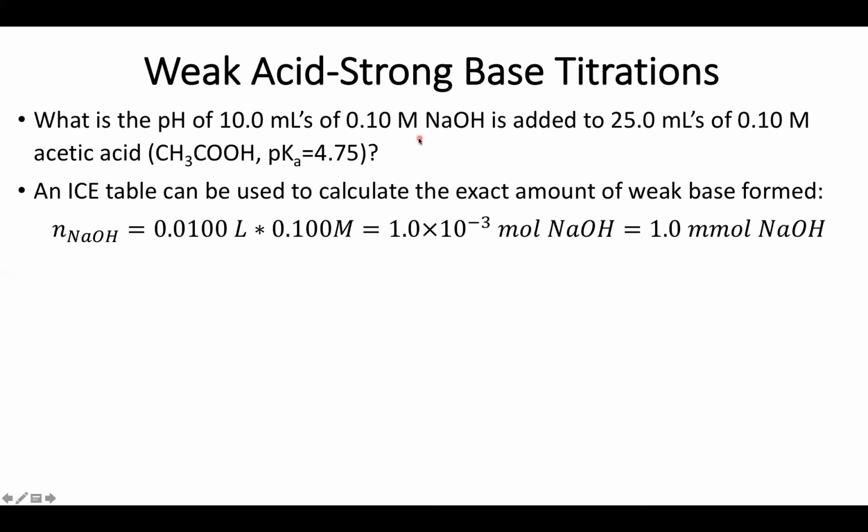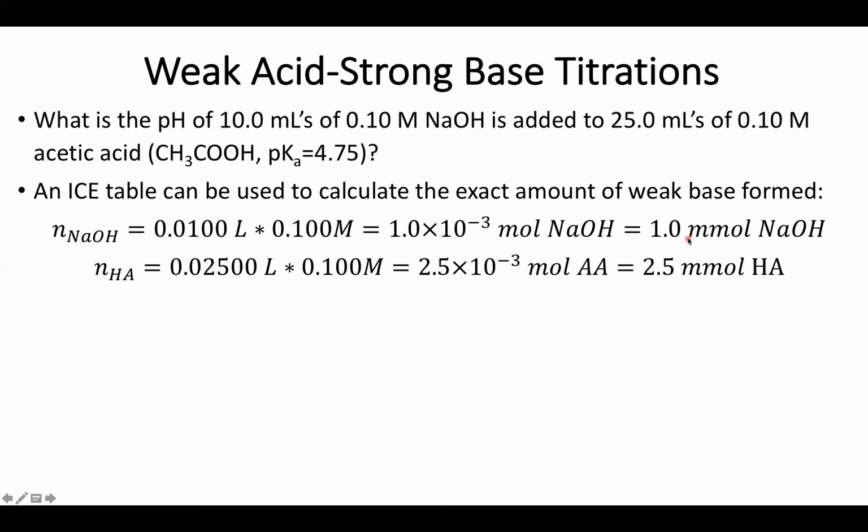Now, one of the big notable things is we're going to do the same thing we did last time, use an ice table to calculate the exact amounts of our weak base formed. And again, for that, we need to figure out the moles of our sodium hydroxide and the moles of our acetic acid. So the moles of sodium hydroxide can again be given by the volume of sodium hydroxide used times its molarity, gives us a value of 1 millimole of sodium hydroxide. And we have about 2.5 millimoles of our acetic acid, which again, here I'm denoting as HA because it takes less time and less space to write out.